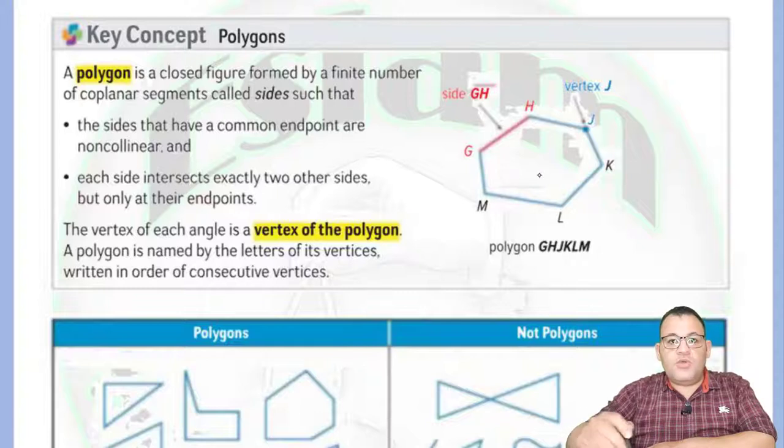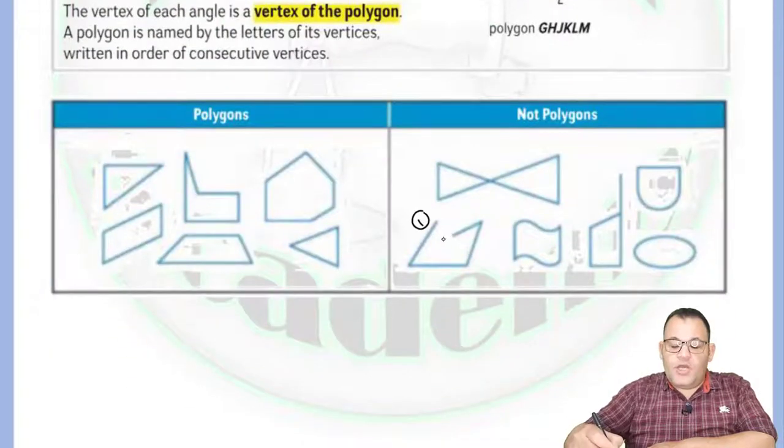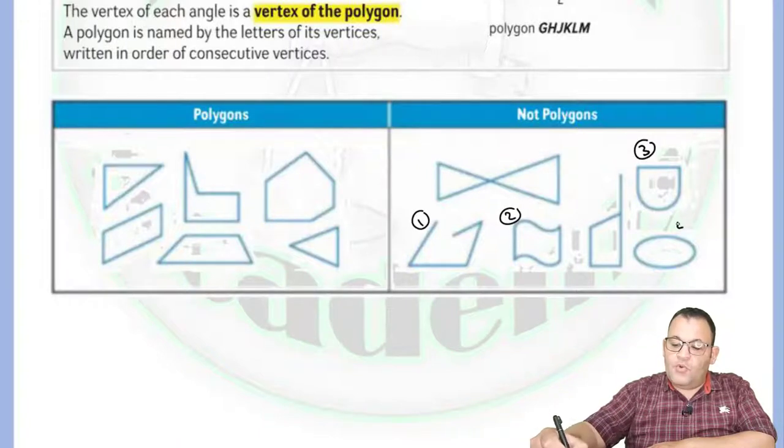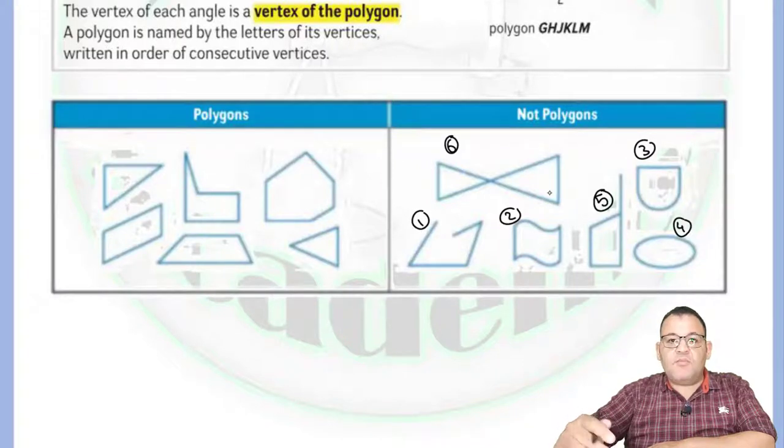First, it must be closed. Any shape that is not closed is not a polygon. For example, we have a shape here, number 1. If you look at number 1, it's not closed, so it's not a polygon. Any shape that contains a curve, like number 2, number 3, and number 4, is not a polygon. Any shape that has an extension from one of its sides is not a polygon, like shape number 5. If you look at shape number 6, you will find that two sides intersect at more than 2 points. Any side must intersect only at 2 points, the two end points.